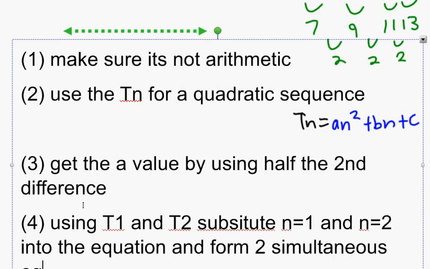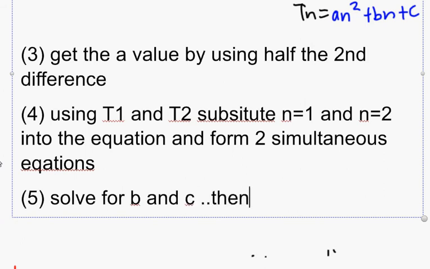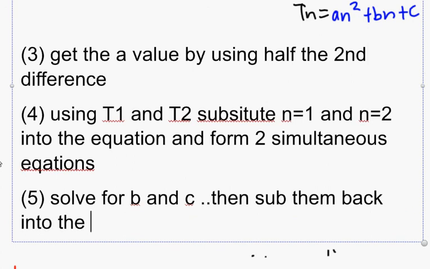Okay. And then, what's part 5 to the question then? Solve for A and B. Sorry, solve for B and C. Then sub them back into the original equation. Now, it's just a sequence of events that needs to be learned off by heart by constantly doing it. Okay, so let's try this out.